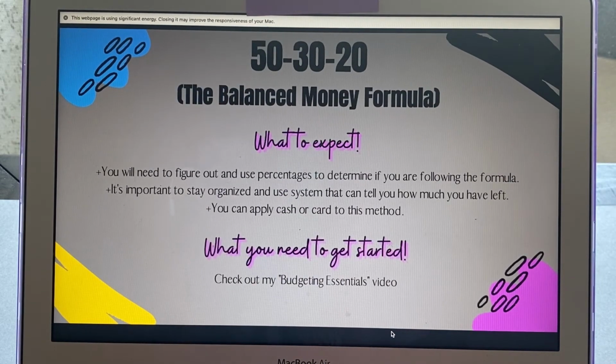What to expect? You will need to use percentages to make sure you're in the formula and how it's supposed to work. It's important to stay organized and have a system that tells you where you are in your spending so you don't overspend. And you could either use the cash or card method. It doesn't really matter for this as long as you're in the percentages. You can also check out the list of budgeting essentials for this on my channel.